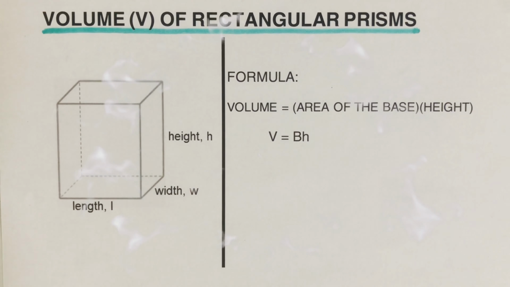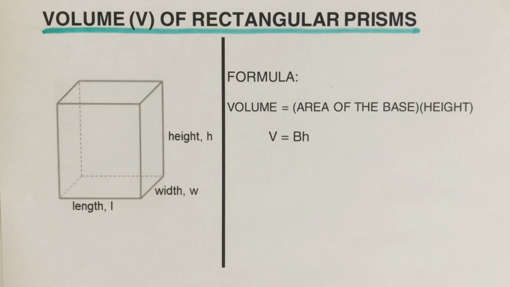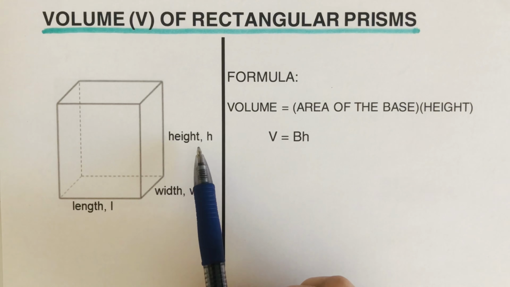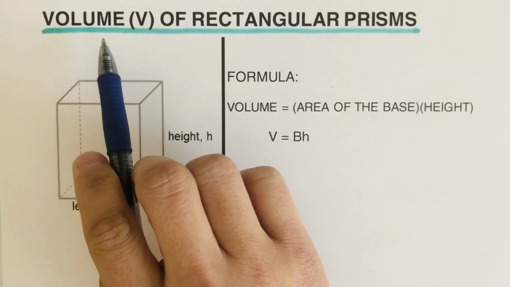Everyone, in this video we are going to determine the volume of rectangular prisms, represented as letter V. By definition, volume is a three-dimensional space enclosed by a closed surface. So in this picture, the three dimensions are the length, represented as letter L, the width, represented as W, and the height, represented as letter H. These are the three dimensions we need in order to solve for volume.